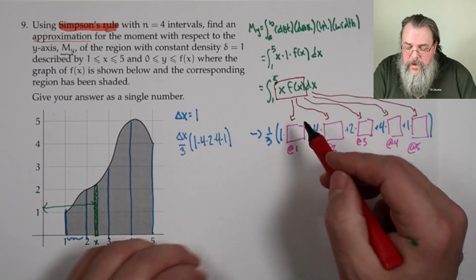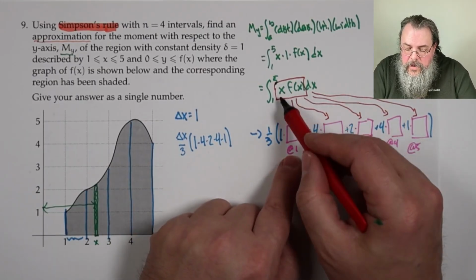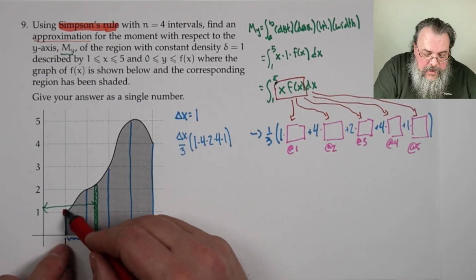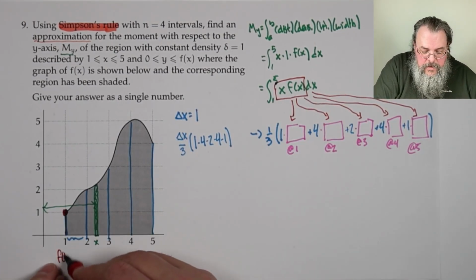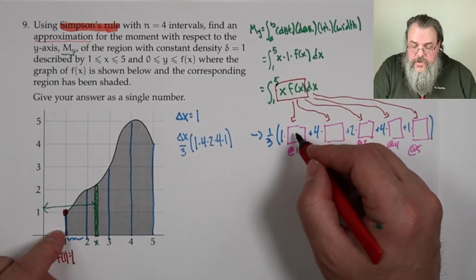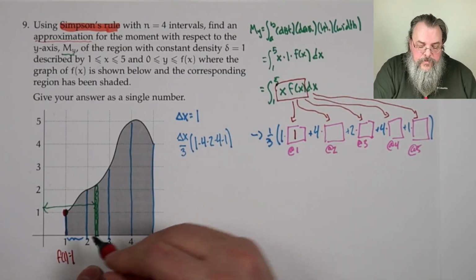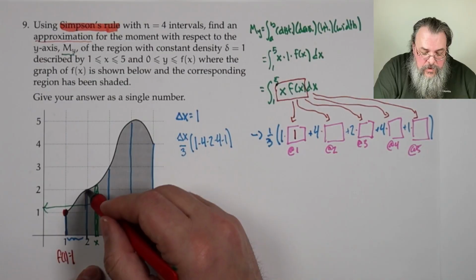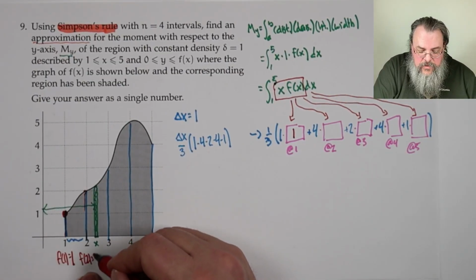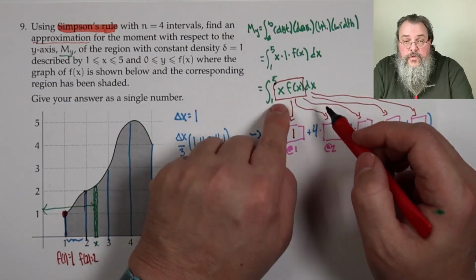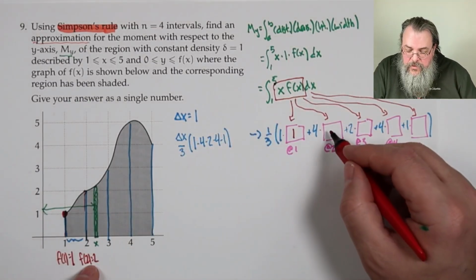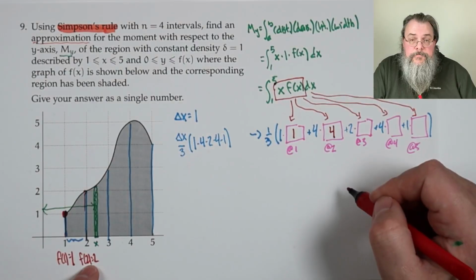Okay, so at 1, I need to know what is 1 times f of 1. Well, we come over here. The value of f of 1 is 1. So it's 1 times 1, which is 1. Now, how about at 2? Well, we see that f of 2 is 2. So it's going to be 2 times f of 2, which is 2 times 2, which is 4.